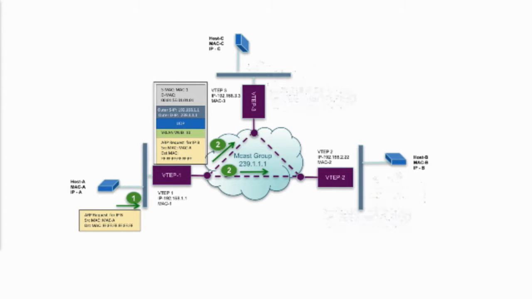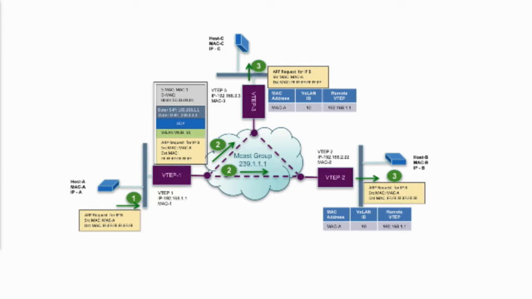When it floods there, both the tunnel endpoints or VTEPs receive that packet and update their MAC address table, saying MAC A of host A is received as a VxLAN packet, so VxLAN ID 10. And it also gives you the IP of the remote VTEP, so 192.168.1.1, whichever the IP is of the source or ingressing VTEP. Now, since VTEP 3 does not have the destination host, it'll eventually drop the packet, but VTEP 2 has host B attached to it.